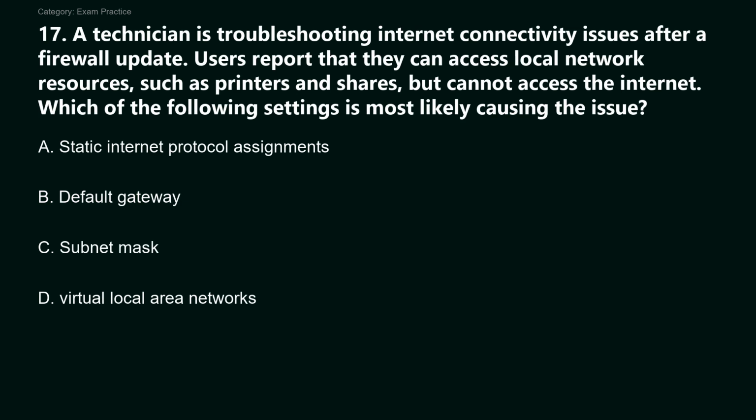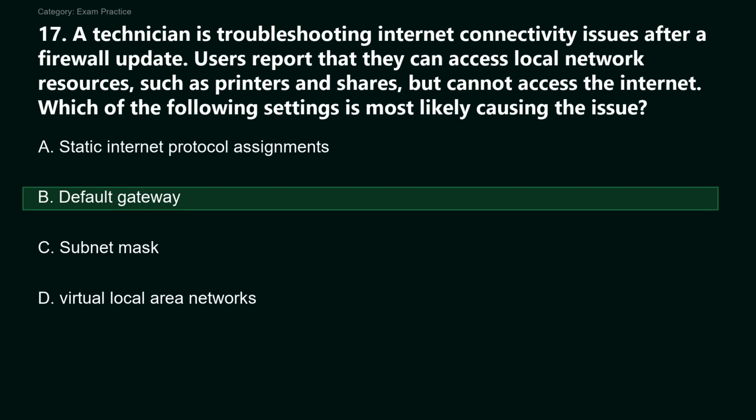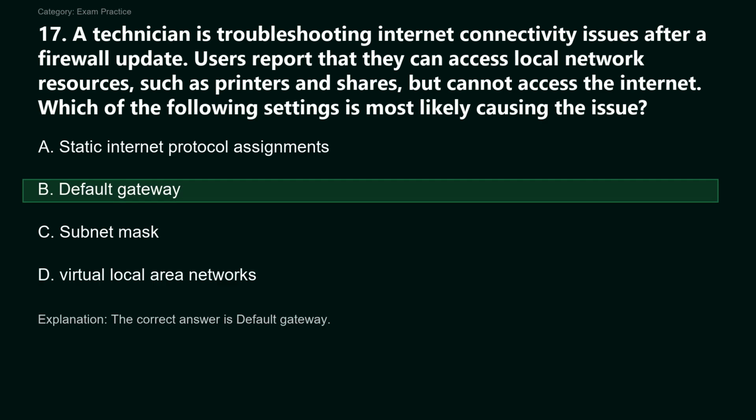Question 17. A technician is troubleshooting internet connectivity issues after a firewall update. Users report that they can access local network resources, such as printers and shares, but cannot access the internet. Which of the following settings is most likely causing the issue? Option A, static Internet Protocol assignments. Option B, default gateway. Option C, subnet mask. Option D, virtual local area networks. The correct answer is option B, default gateway.